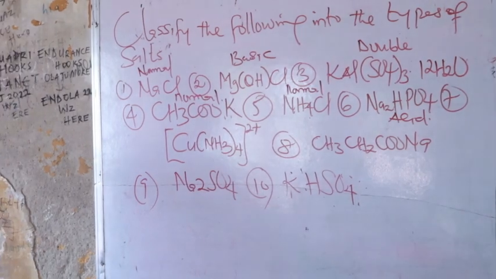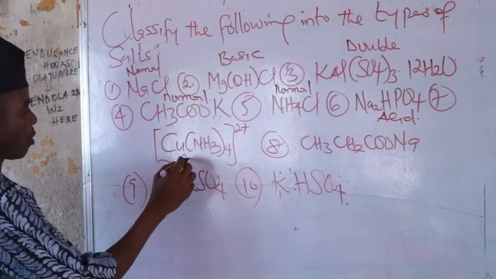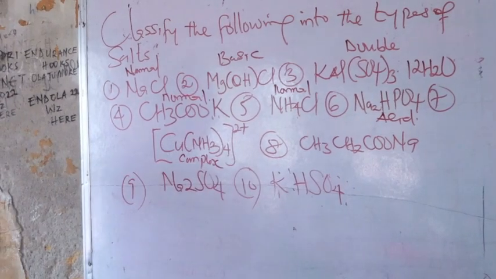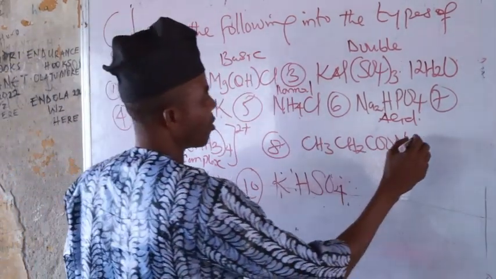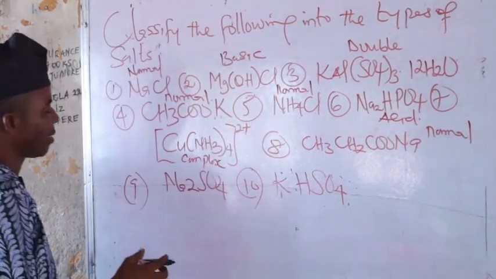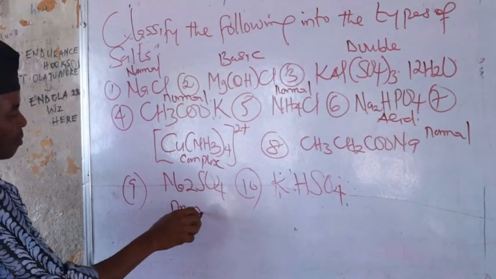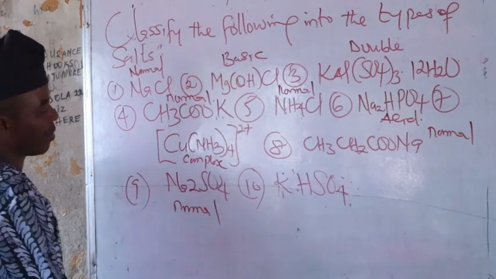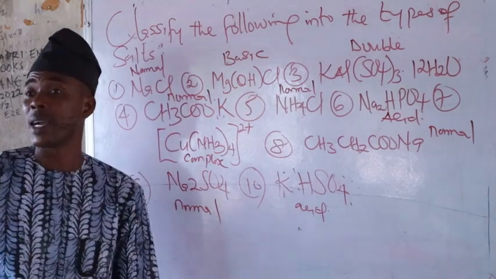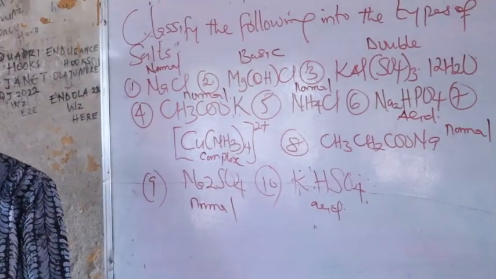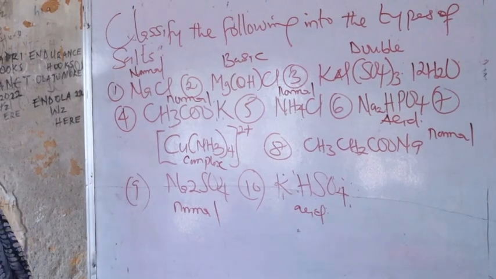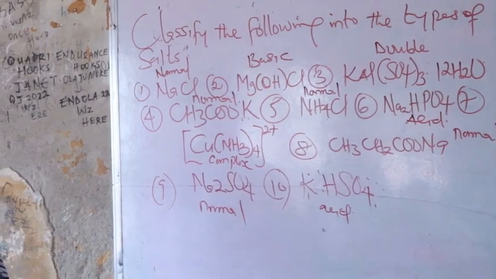Then number 7, this one is complex. Then number 8, normal salt. It's normal salt. Number 9, normal salt. Then number 10, acid salt. That means if you are given a salt now, you know how to classify it into the kind it belongs to. Now before we go on, let's look at the preparation of salt.